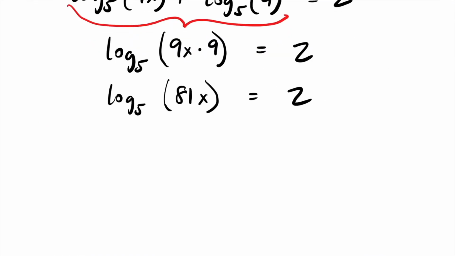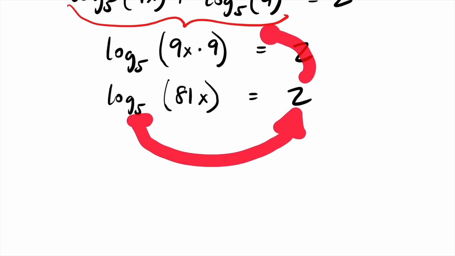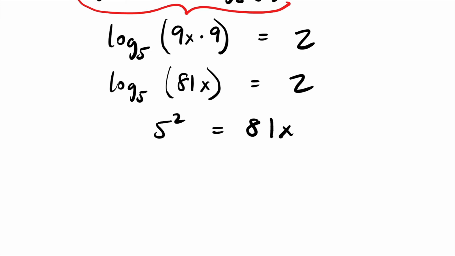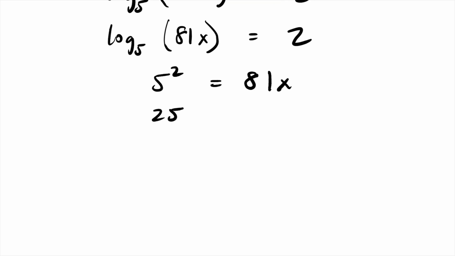Another way to think about it is the loop trick, right? You start with 5 to this power equals that. That's the loop trick. That works too. So 5 squared equals 81x. Now it has an exponent, no log. That's exponential, right? What is 5 squared? 25. So let me change that to 25. Okay. Done with that step.